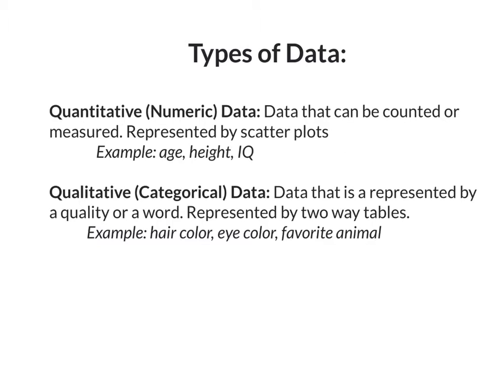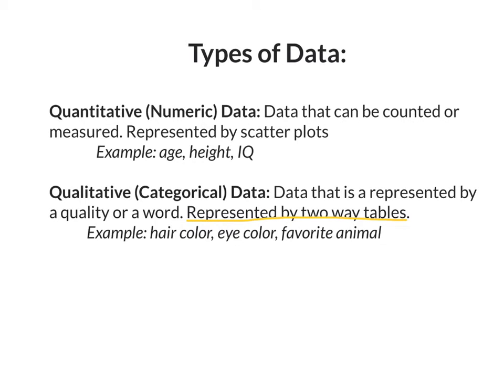Qualitative data, also called categorical data, is data that's represented by a quality or a word. These are going to be categories you can fit into, and we use two-way tables to represent that. So this is the new information. Oops, meant to underline that. This is the new information that we're going to be looking at today.